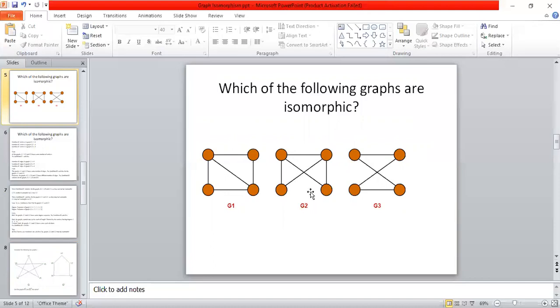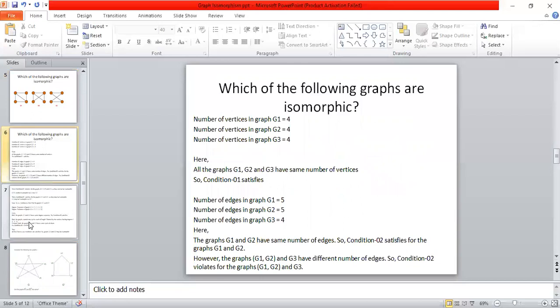And G2 is also having 5 edges, and G3, 1, 2, 3, 4. In G3, there are only 4 edges. Okay. First condition is satisfied. All three graphs are having same number of vertices, but second condition is not satisfied for this graph. These two are having same number of edges, but G3 is not having the same number of edges.